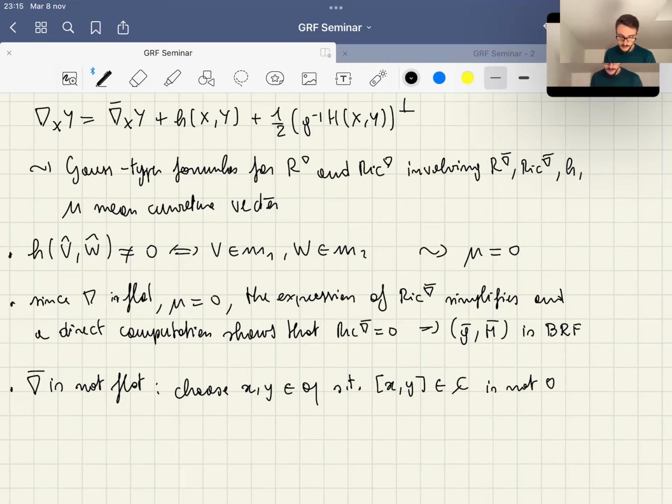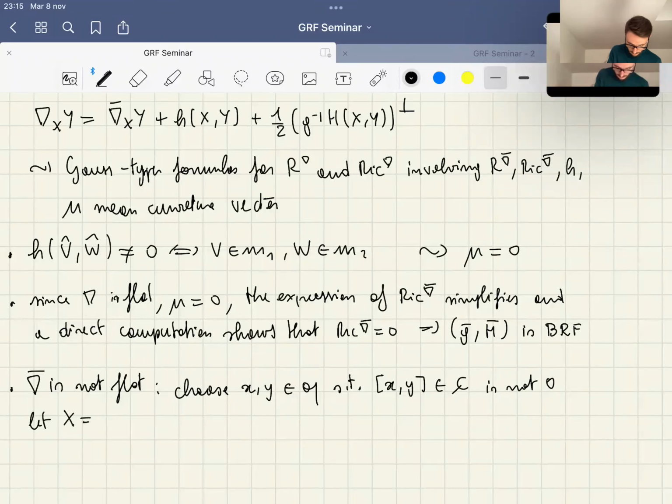And we can always find such a pair, as otherwise the metric on the symmetric space we are considering would be flat. And so this will give a contradiction. So we can always find such a pair.